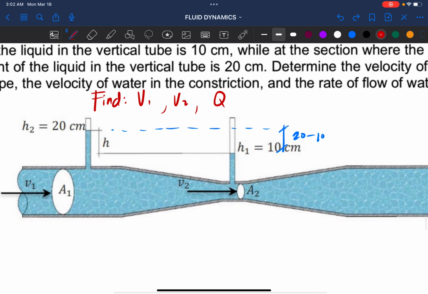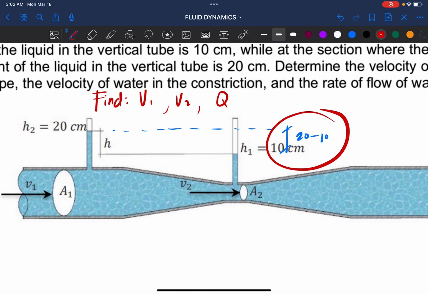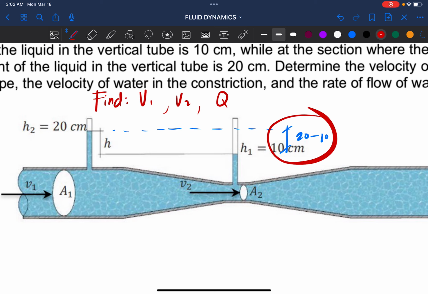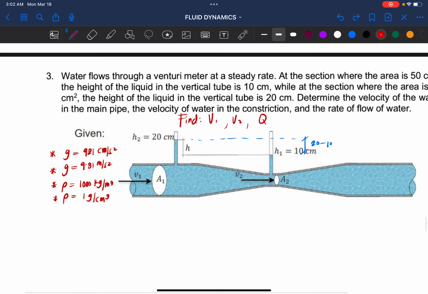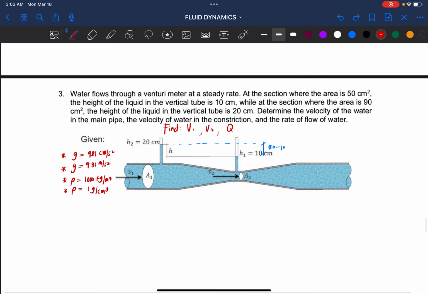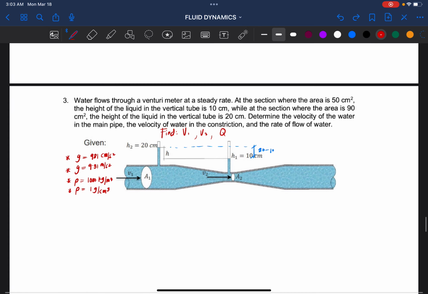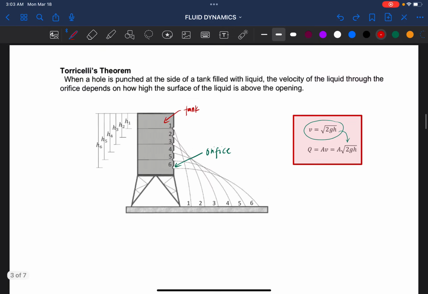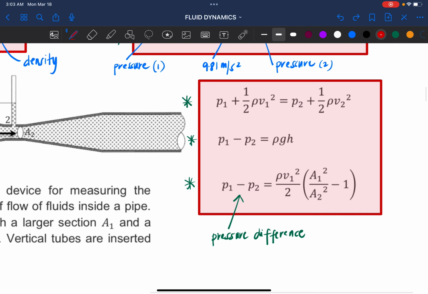And makikita nyo rin, class, sinulat ko din dito, yung 20 minus 10 na yan kasi yan yung height difference nila and gagamitin natin yan sa pagkuha ng pressure difference. Kasi ito, may equivalent pressure yan, ito din may equivalent pressure yan, pero kukunin natin yung pressure difference nilang dalawa. And again, kagaya nung sinabi ko sa inyo nung umpisa, kapag venturimeter yung problem na na-encounter nyo, ito lang naman ang formula. Yung tatlo lang naman na to. So, yan yung gagamitin natin ngayon.